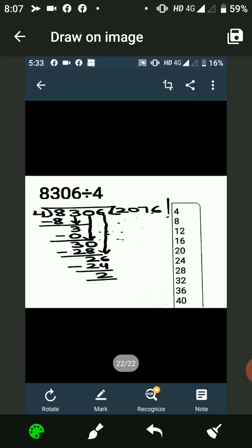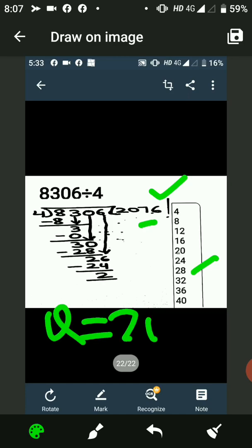Now I will take another 0 down. Clear? Now in the 4 table we will see the number which is smaller than 30, that is 28. I will write 28 here and here I will write 7 because 28 comes in the 7th position. Now 30 minus 28, what comes? 2. I will take 6 from up, it becomes 26. 26 minus 24, what comes? 2. And here I will write 6. So the quotient is 2076. Clear?